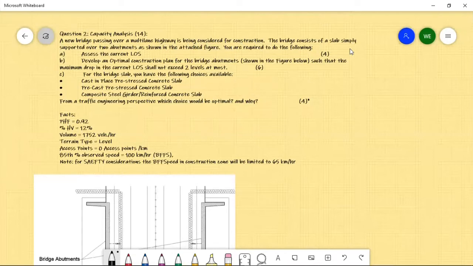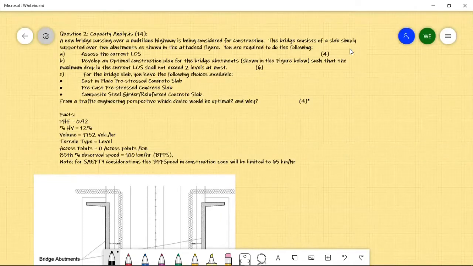You are required to do the following. A. Assess the current level of service. B. Develop an optimal construction plan for the bridge abutments, shown in the figure below, such that the maximum drop in the current level of service shall not exceed 2 levels at most. For the bridge slab, you have the following choices available.